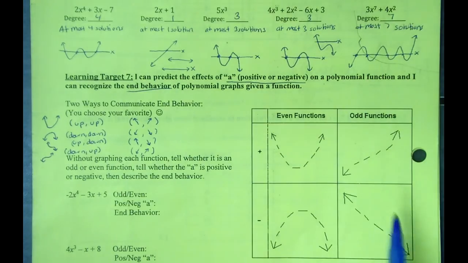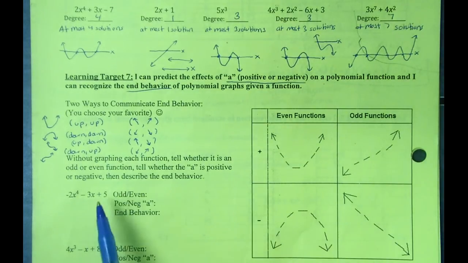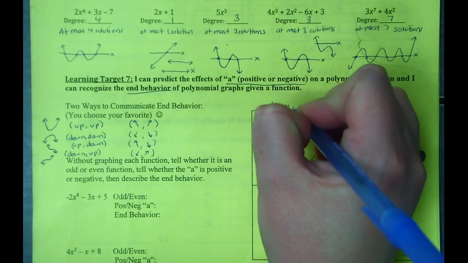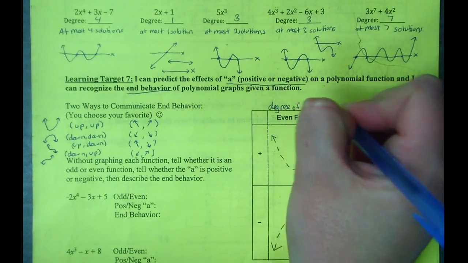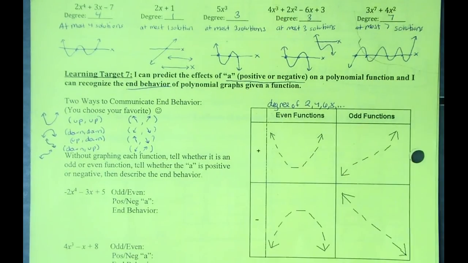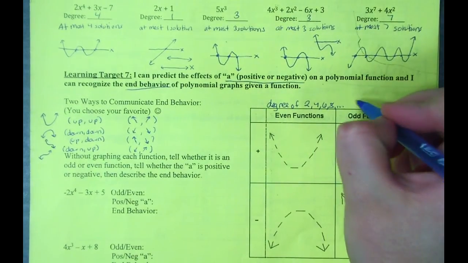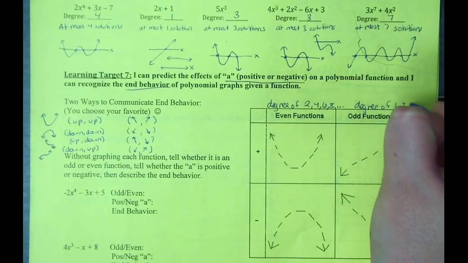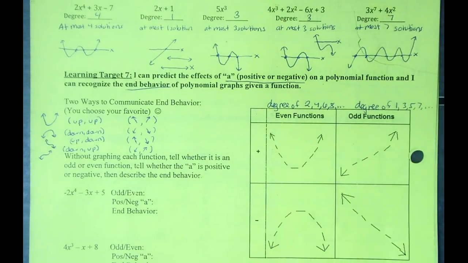So now what we're going to do is use this chart over here, and without graphing these functions, we're going to decide what it's doing based on if it's an odd or even function and what the A value is, because both of those things are going to tell us a lot about the end behavior. Even functions are functions that have a degree of 2, 4, 6, 8, and so on. Even number degrees. Odd functions have a degree of 1, 3, 5, 7, and so on. Odd number degrees.